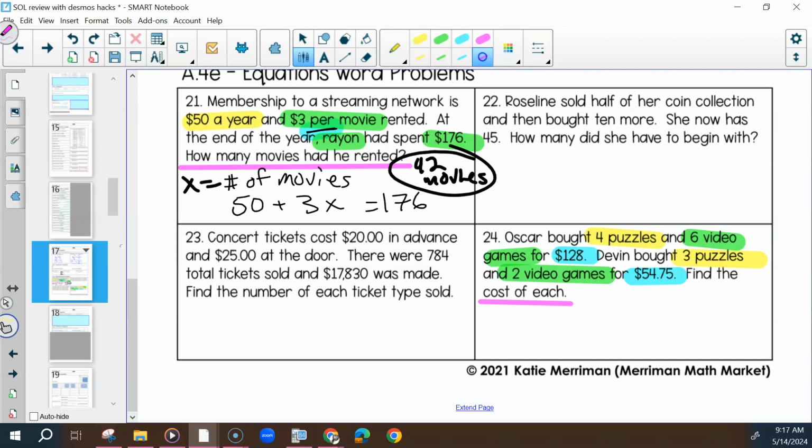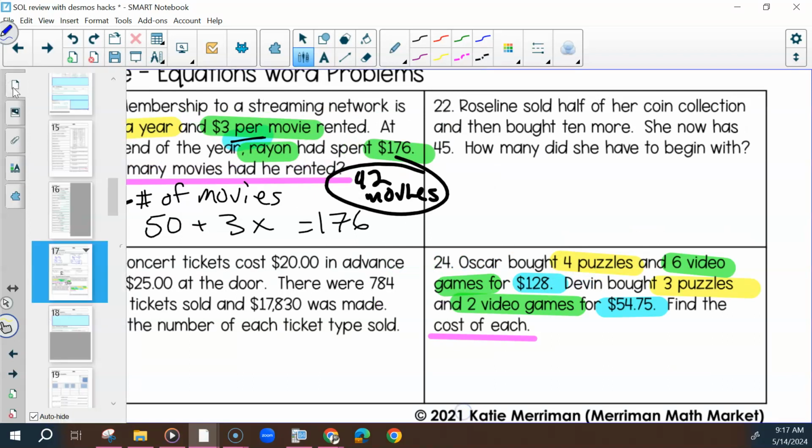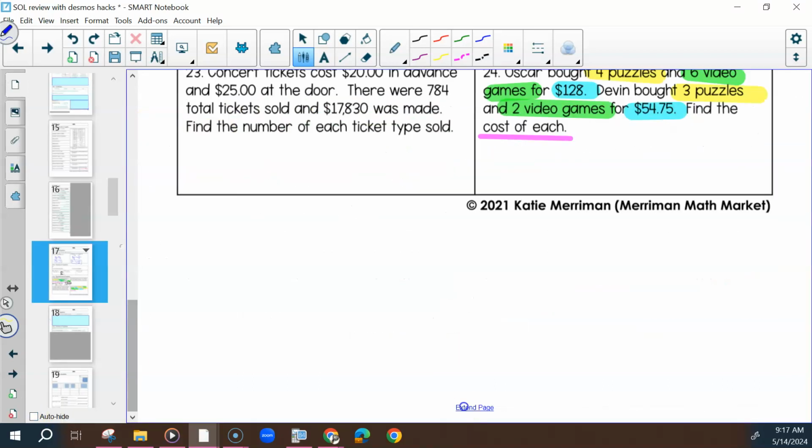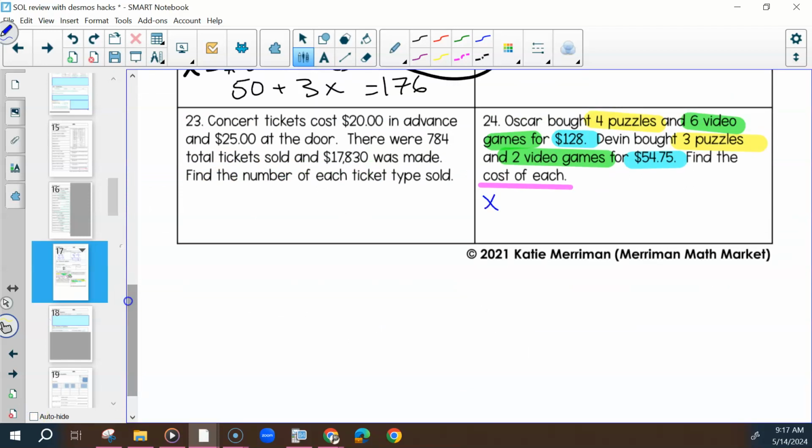So when you see something that's comparing two different things, puzzles and video games, that's going to be a system of equations. So you would need your 2 variables. You can call them whatever you want, but if you're using Desmos to check, I would just keep them x and y. So let's say x is the cost of each puzzle, and y is the cost of each video game.